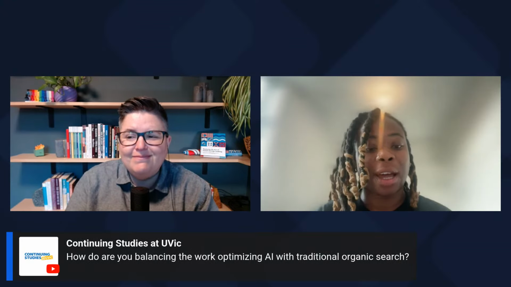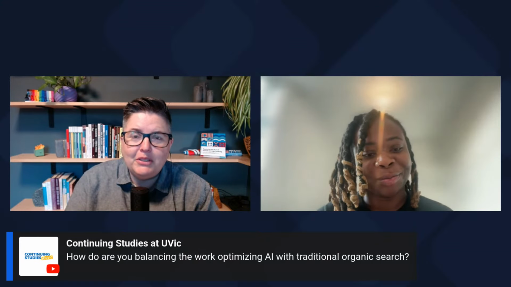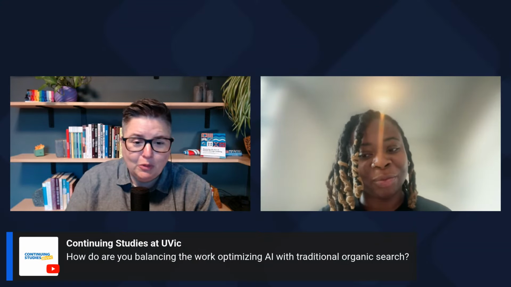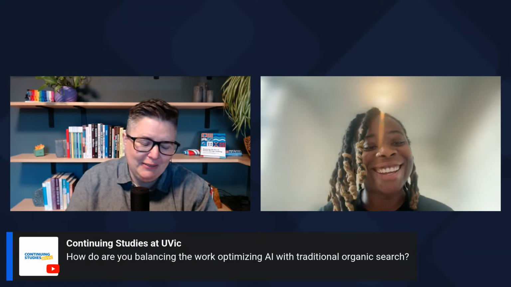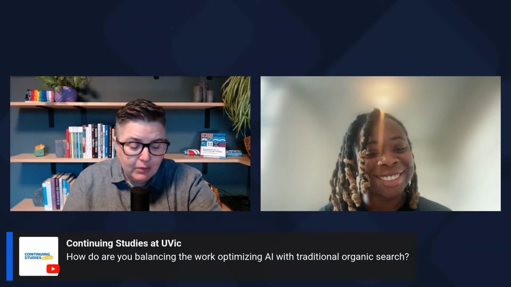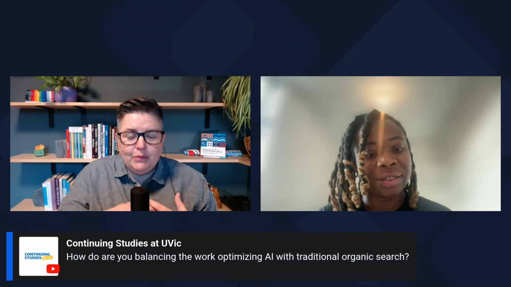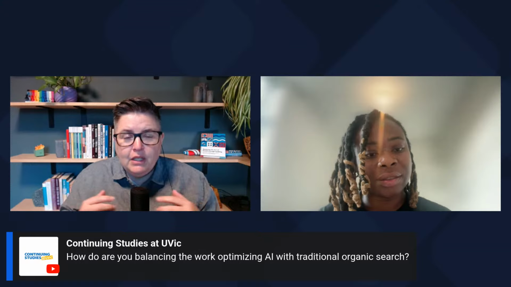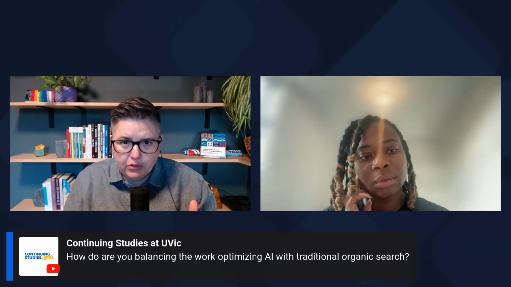Continuing Studies at UVic said, how are you balancing the work of optimizing for AI with traditional organic search? Yeah, that's a great question. That really does depend on what you do. UVic is the University of Victoria here, where I live in British Columbia, and I do work with a bunch of higher education institutions. One of the things that I'm finding, and if there are other people from higher education here too, I find that people in higher education are really almost seeing the leading edge of where AI search is going.